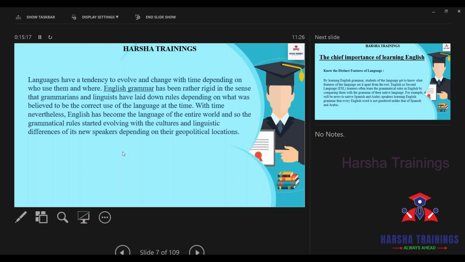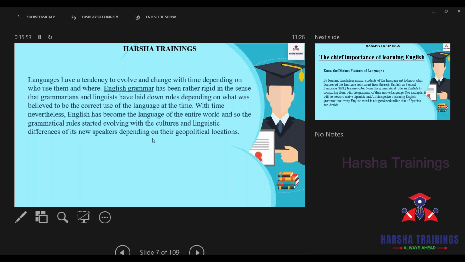So with time, English has become the language of the entire world. I guess everybody agrees with this. Previous generations, our ancestors, didn't know what English is or how to speak English, right? But now, in every part of the world, most of us know how to speak English. At least people can understand the basic meaning if somebody speaks in English. So it has become the language of the entire world, and the rules started evolving with the cultures and linguistic differences of its new speakers.